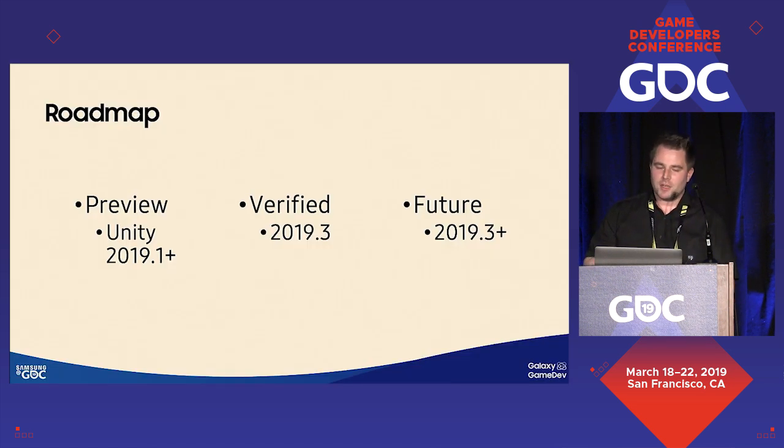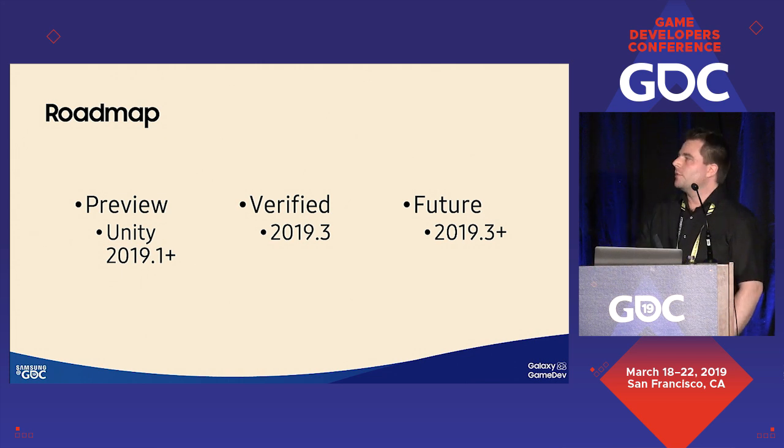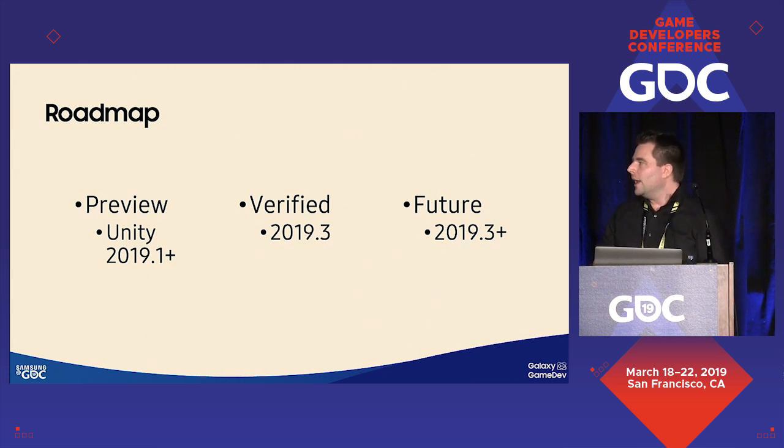So what does this mean in general? The preview works with Unity 2019.1, and we're going to go from the preview package into the verified state with Unity 2019.3. But this is not that we are done at that point. It's the opposite. It gives us the opportunity to ramp up support and development of even more features, especially in cooperation with Samsung, to figure out what makes even more sense and what we have to add to the devices.